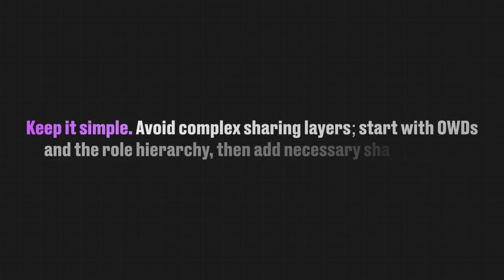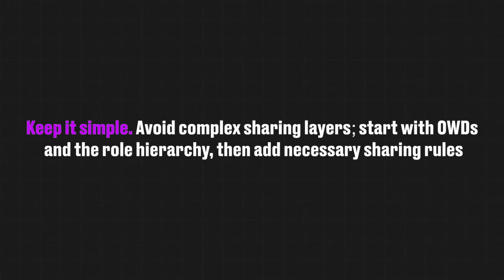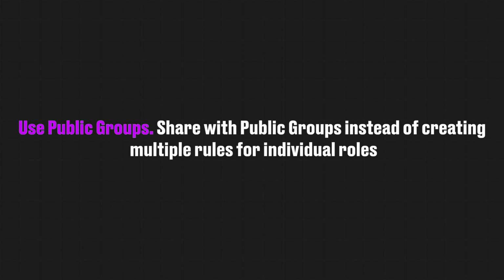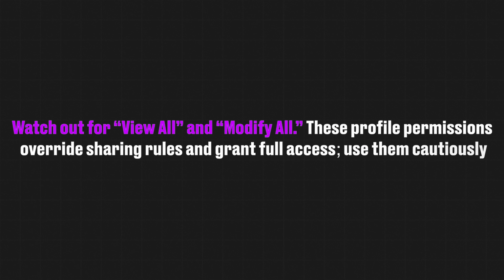Now that you know how to set up sharing rules, here are some best practices we recommend you follow. Keep it simple. Avoid complex sharing layers. Start with OWDs and the role hierarchy, then add necessary sharing rules. Use public groups. Share with public groups instead of creating multiple rules for individual roles. Watch out for view all and modify all. These profile permissions override sharing rules and grant full access.